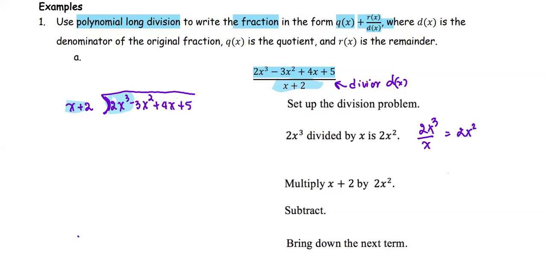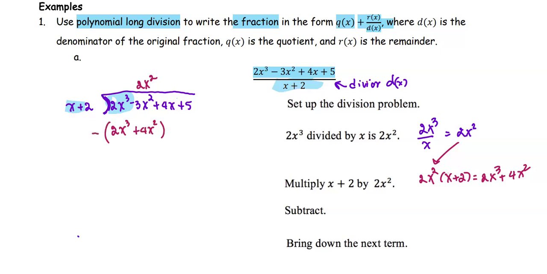So this is the result. We're going to write the result on top of the bar and align it with the power of the dividend, so 2x to the second. After that, multiply 2x to the second by x plus 2, which is the divisor. We will get 2x to the third plus 4x squared, and that is what we bring over to the setup: 2x to the third plus 4x to the second.